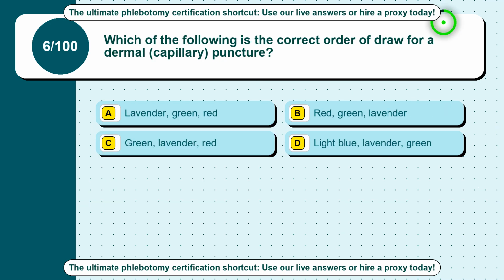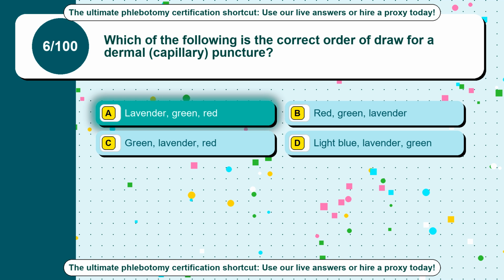Question 6. Which of the following is the correct order of draw for a dermal, capillary puncture? Option A, lavender, green, red. Option B, red, green, lavender. Option C, green, lavender, red. Option D, light blue, lavender, green. The correct answer is option A, lavender, green, red.